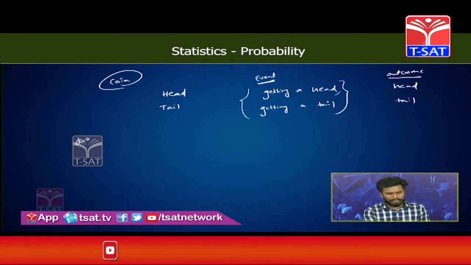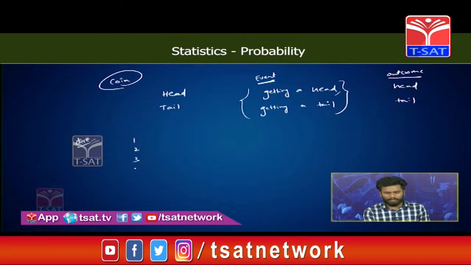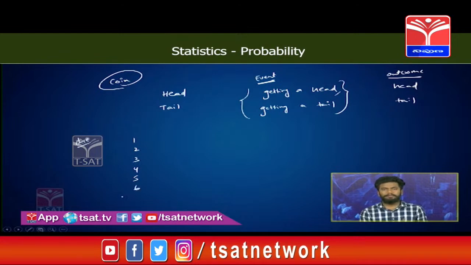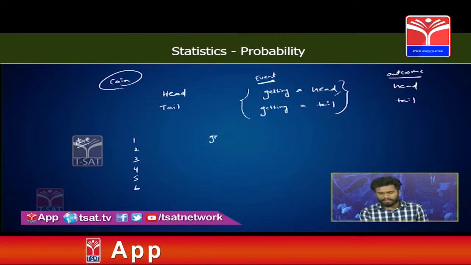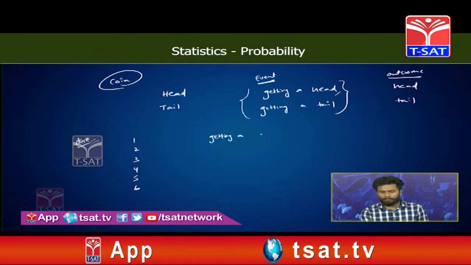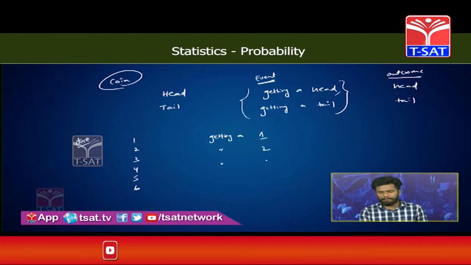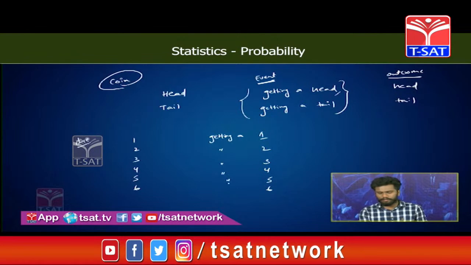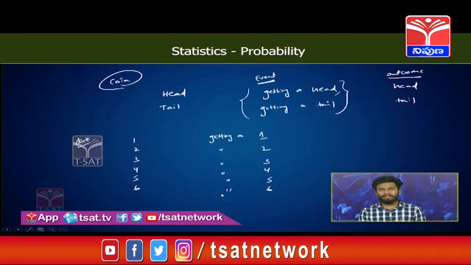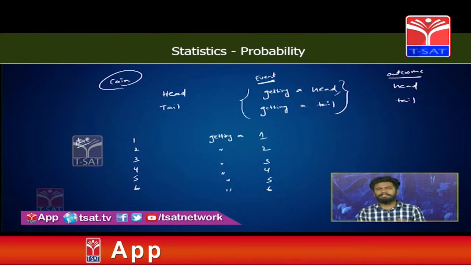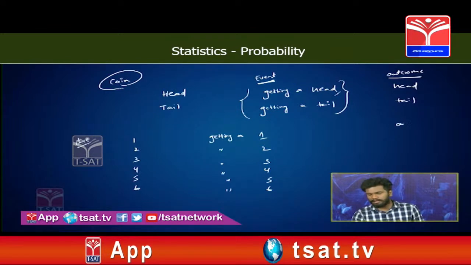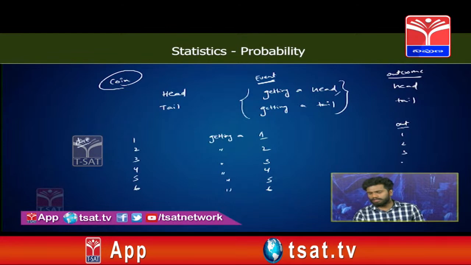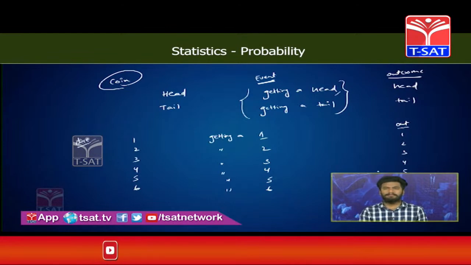సపోజ్ టేక్ డైస్. డైస్ ఇస్తే మనకు ఛాన్సెస్ ఏంటి, 1 2 3 4 5 and 6. నా ఈవెంట్ ఏమవుతుంది, గెటింగ్ ఏ నెంబర్ 1 ఈజ్ యాన్ ఈవెంట్, గెటింగ్ ఏ నెంబర్ 2 ఈజ్ యాన్ ఈవెంట్, గెటింగ్ ఏ నెంబర్ 3 ఈజ్ యాన్ ఈవెంట్. ఇన్ ద సేమ్ వే గెటింగ్ ఏ నెంబర్ 4 5 6, గెటింగ్ ఏ నెంబర్ 4 ఈజ్ యాన్ ఈవెంట్, గెటింగ్ ఏ నెంబర్ 5 ఈజ్ యాన్ ఈవెంట్, గెటింగ్ ఏ నెంబర్ 6 ఈజ్ యాన్ ఈవెంట్. కానీ అవుట్కమ్స్ ఏంటి, అవుట్కమ్స్ ఆర్ నథింగ్ బట్ 1 2 3 4 5 6, అవి అవుట్కమ్స్.